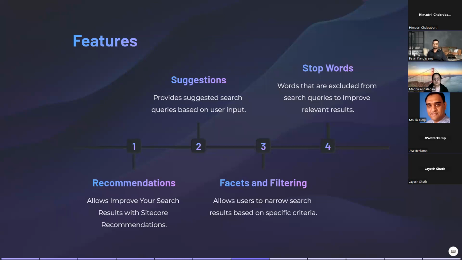Third one is your facets and filtering, which is also a common feature nowadays. So you need to use facets on the left, where you can choose different facets and then filter and drill down to a specific result that you're looking for. And the fourth one is more like stop words. So there are certain words that you want to exclude as part of your search. You don't want to show the results of them and improve your relevancy. You could use that.